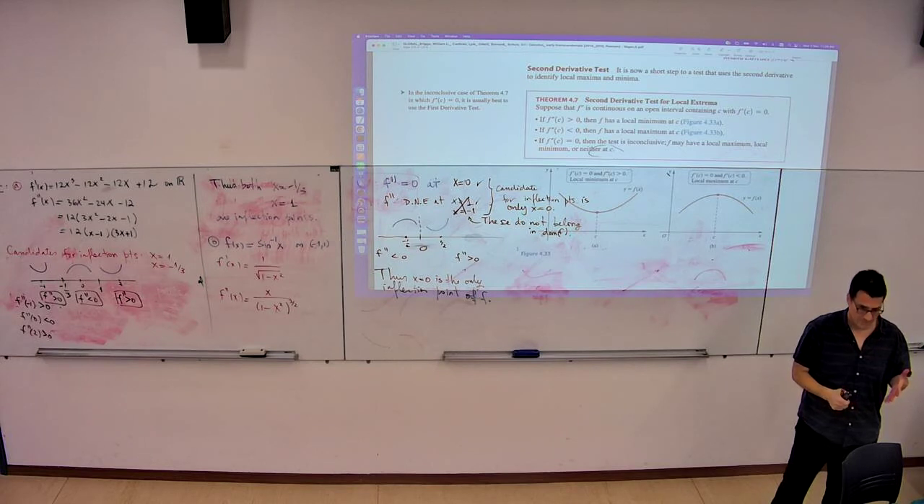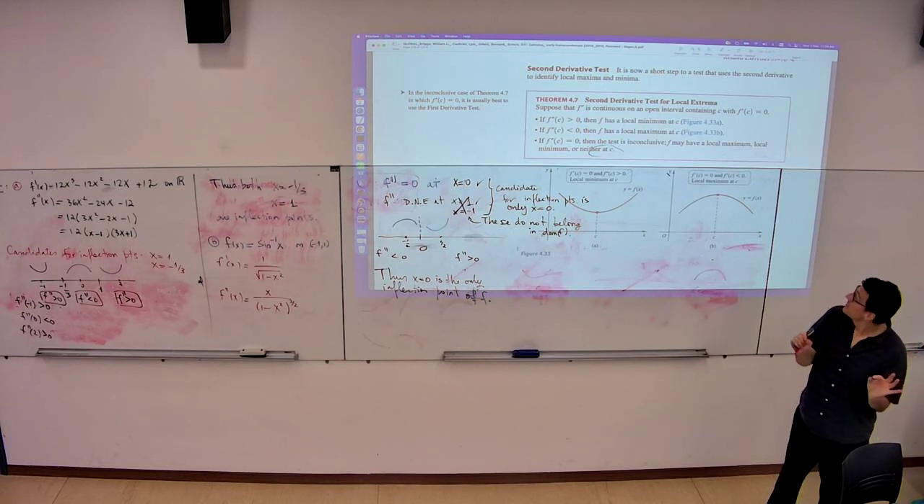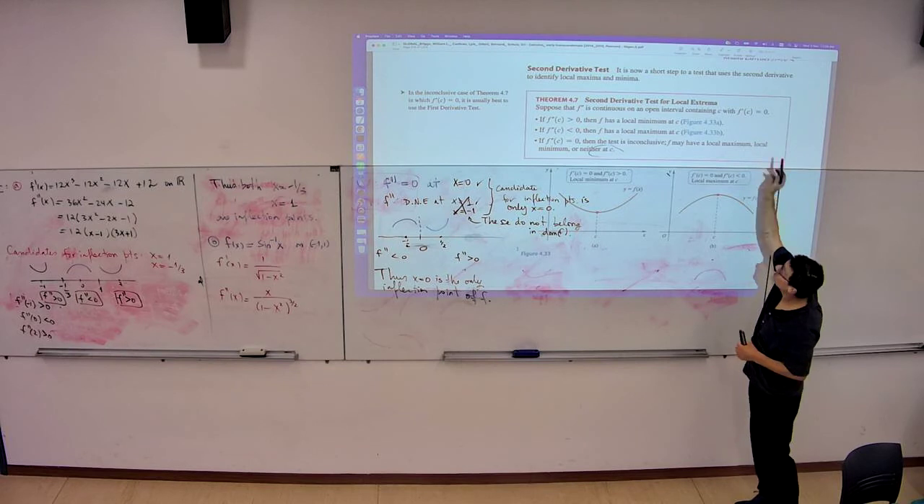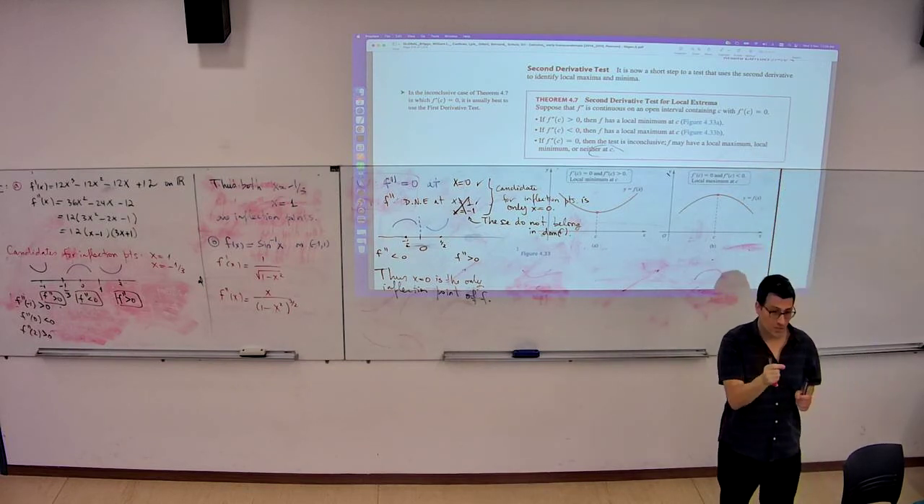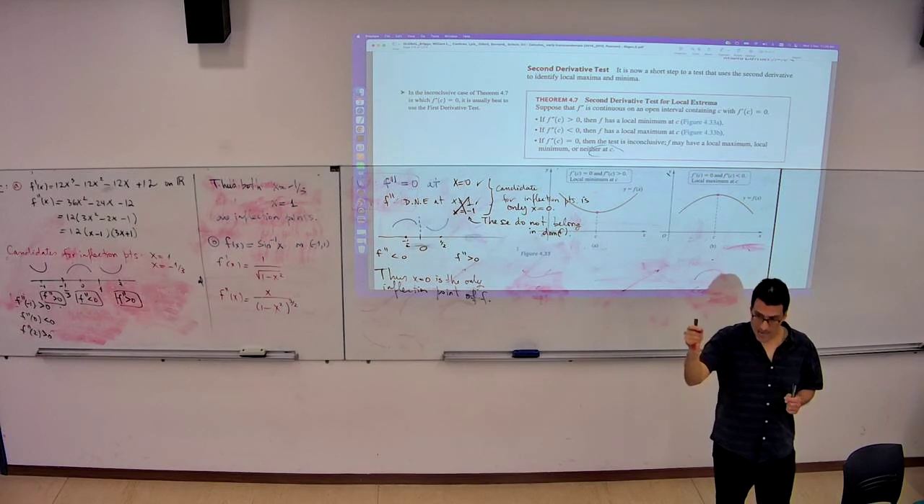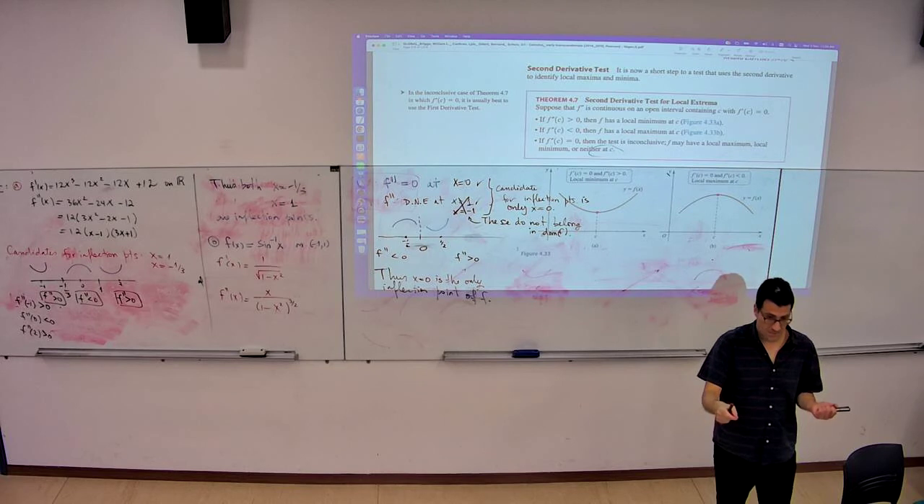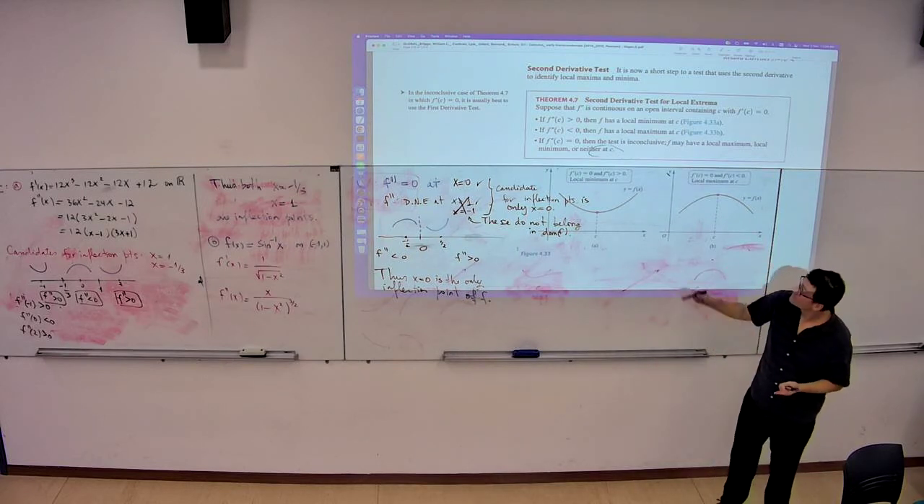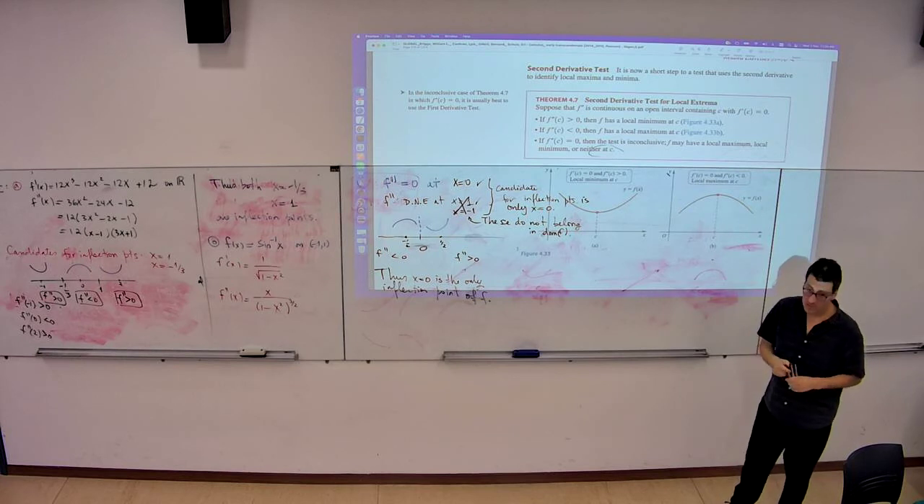Okay? So again, second derivative at a certain point. I forgot to tell you, the first derivative must be 0. So this point is a critical point. So if the second derivative at a critical point is negative, you have a local max. If the second derivative at a critical point is positive, you have a local min. Yep, a local min. Okay?